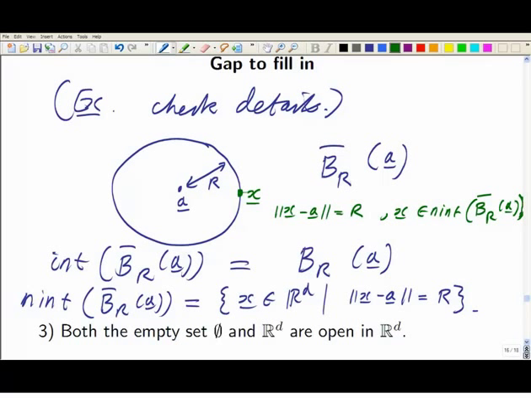So if the norm of x minus a is equal to r, then x is going to be in the interior of the ball. If it's a closed ball, that is. Remember, the interior of the open ball is empty. So the interior of the closed ball will be all the points at the edge.